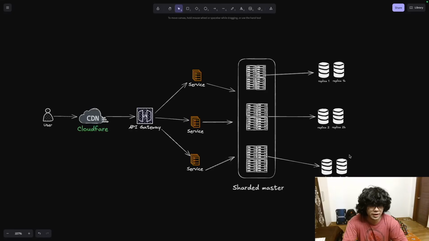We also have replicas, because usually whenever you have a sharded master, you also shard the replicas, right? But you don't really have to worry about this. I only want you to focus on these three masters, okay?